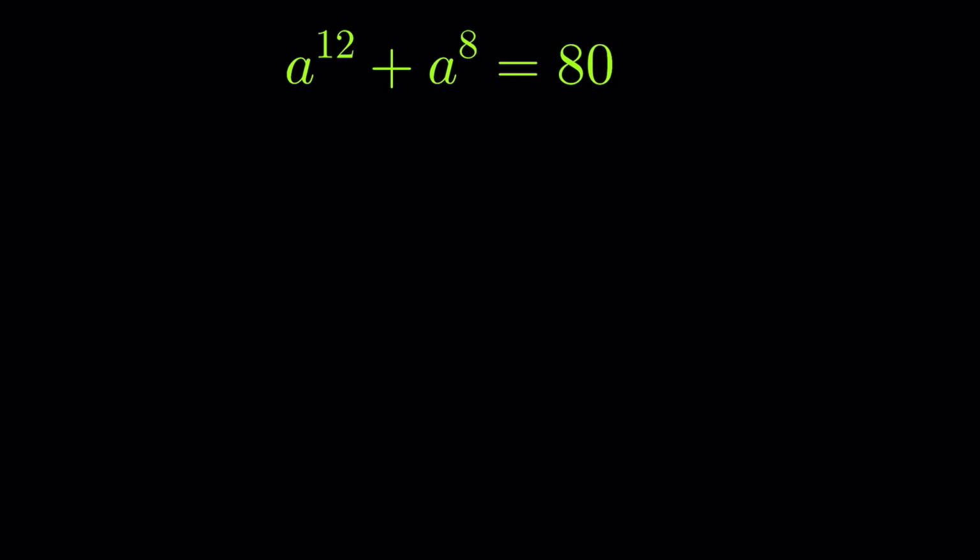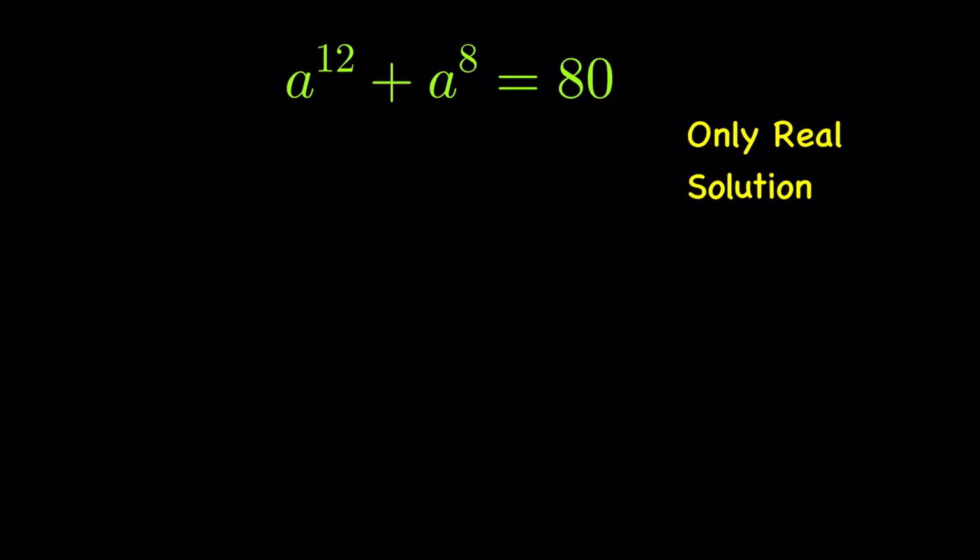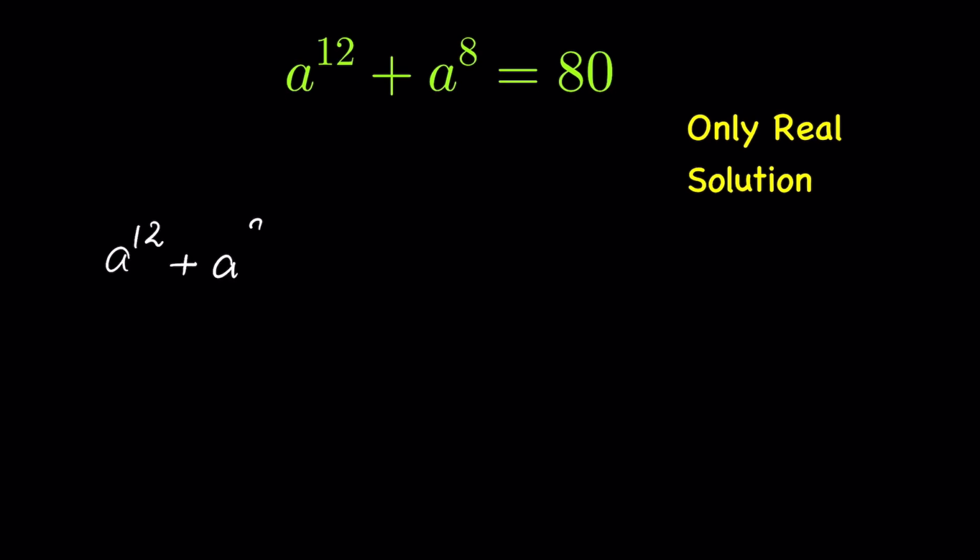a to the power 12 plus a to the power 8 is equal to 80. We have to find the value for a, and a has only real solution. So a to the power 12 plus a to the power 8, and we write minus 80 is equal to 0. We sent 80 to the left hand side.